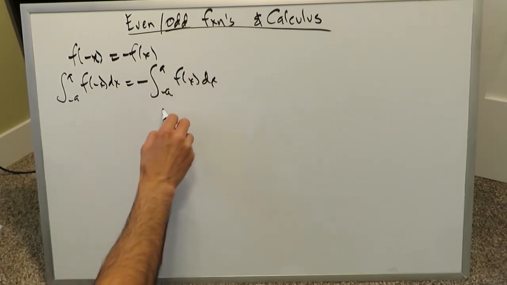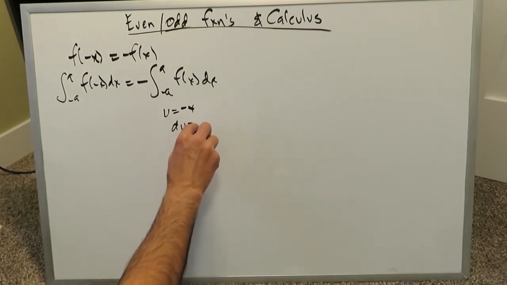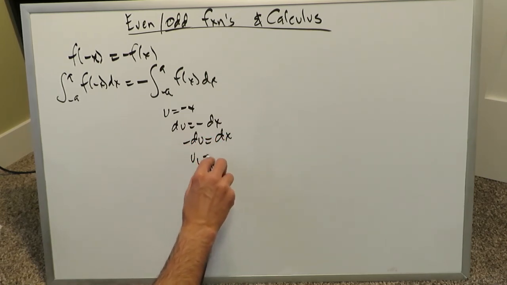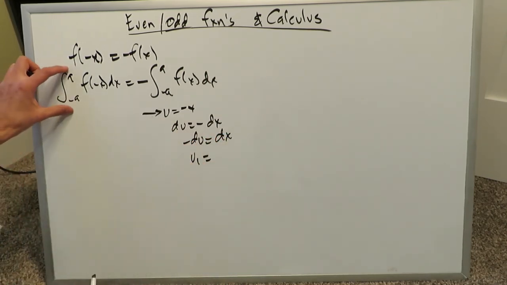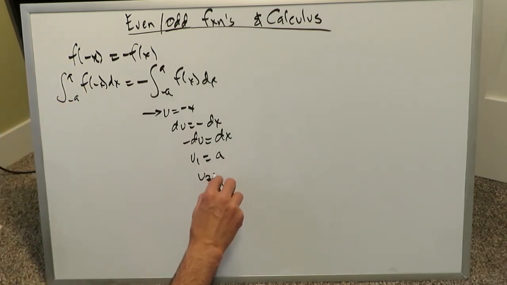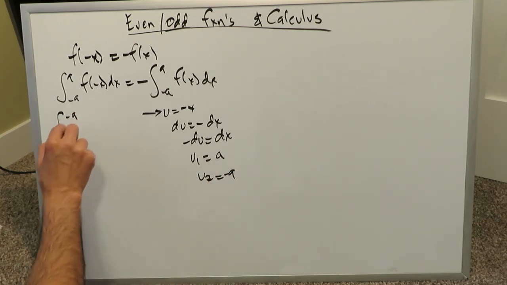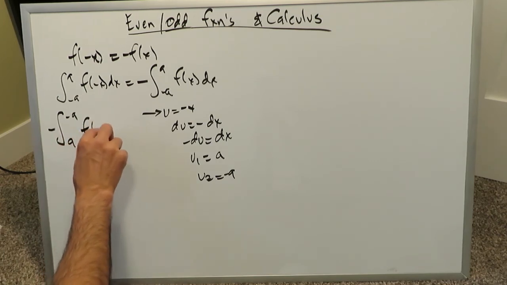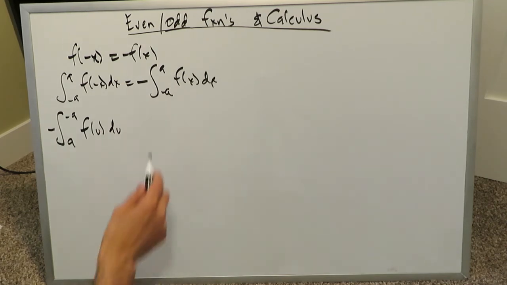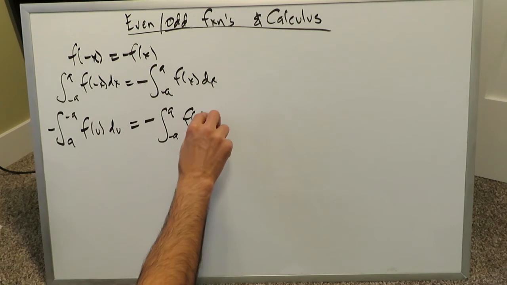Here you have a composite, so you do the substitution technique. u is equal to minus x, du is equal to minus dx, dx is equal to minus du. u1 is equal to a, u2 is equal to minus a. We put those values here. You'll have a here, minus a here, and a minus sitting outside, f of u du. This minus is exactly this minus right here. It will equal everything you see over here, minus the integral from minus a to a of f of x dx.